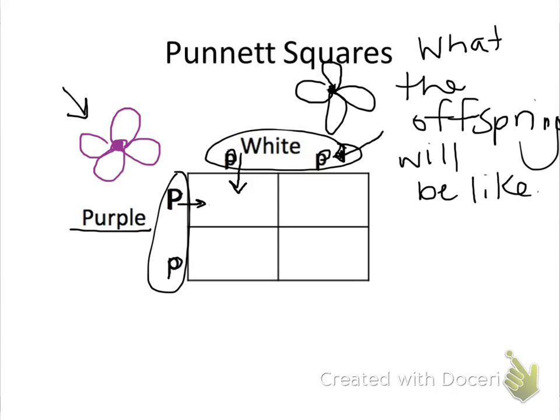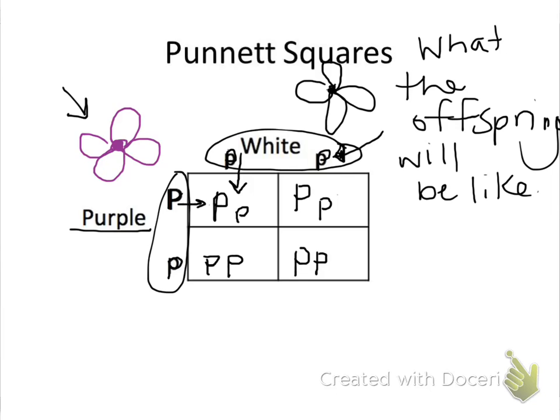So in this box, we take the capital P from the purple flower and the lowercase p from the white flower. In the next box over here, we take again the capital P from the purple and the lowercase p from the white. Then here we take a lowercase p from the purple and a lowercase p from the white. Then we take another lowercase p from the purple and a lowercase p from the white. So what does this mean about their offspring?